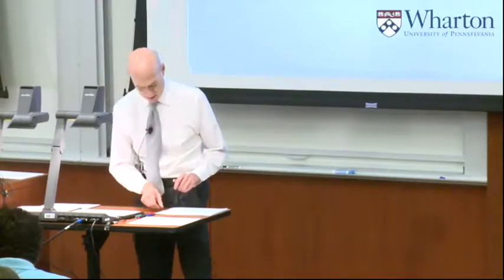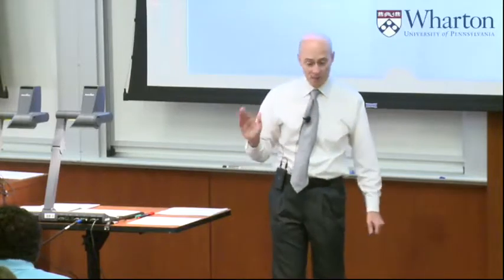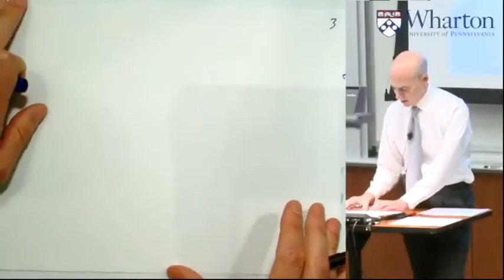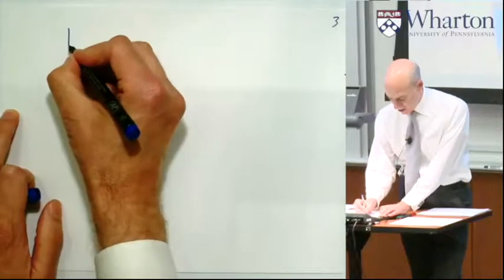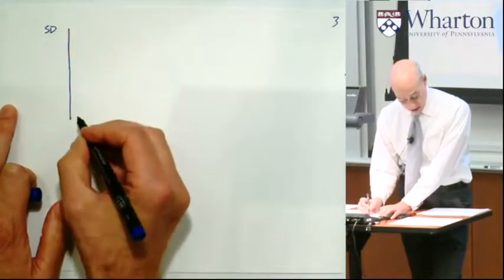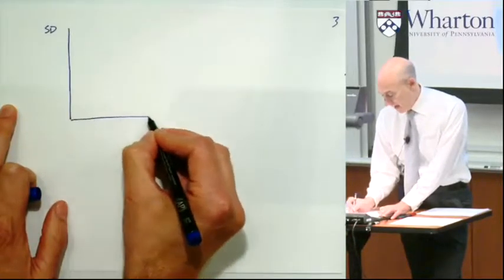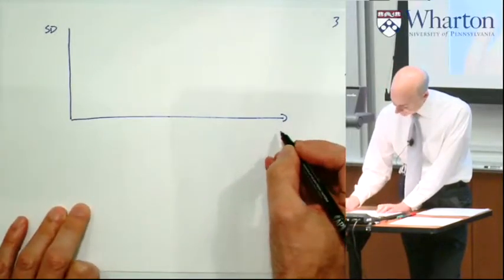Now, another way of thinking about portfolio risk is what happens as we add more and more securities into a portfolio. Let's start out by thinking about what happens then. So what we're going to do is plot the standard deviation of the portfolio against the number of stocks that it contains.